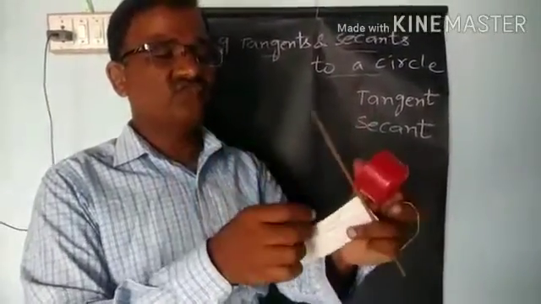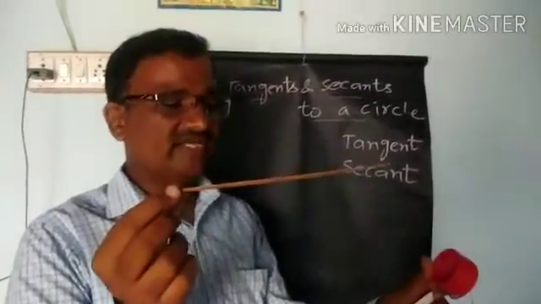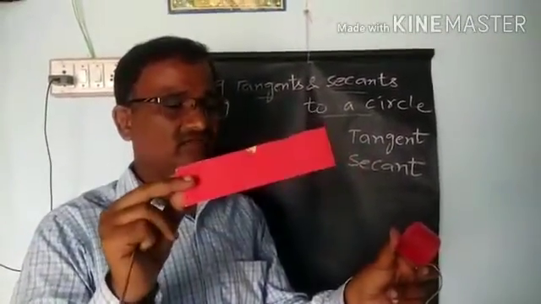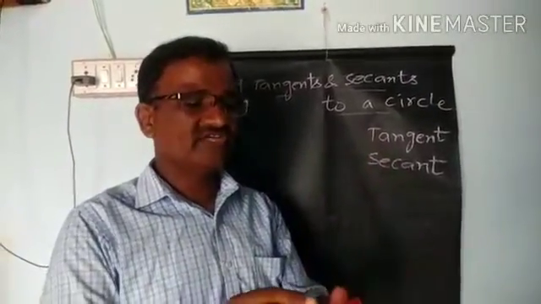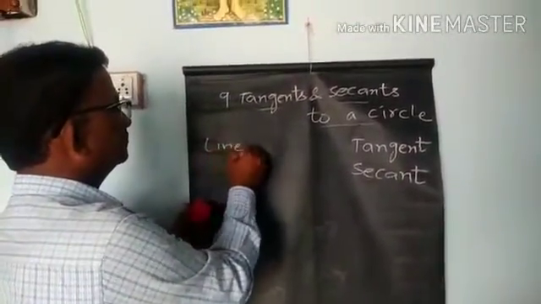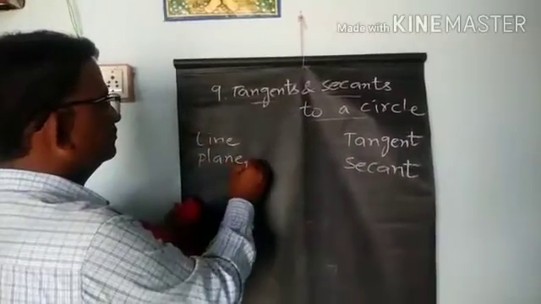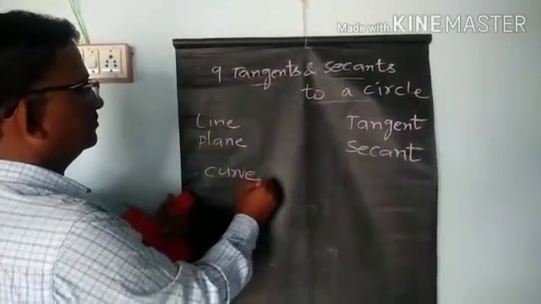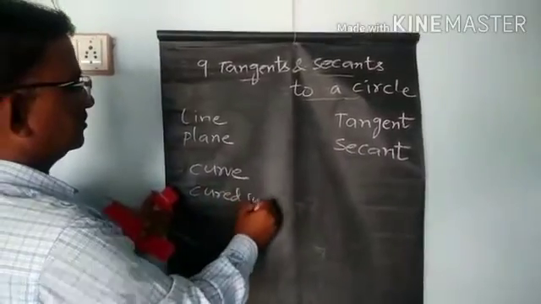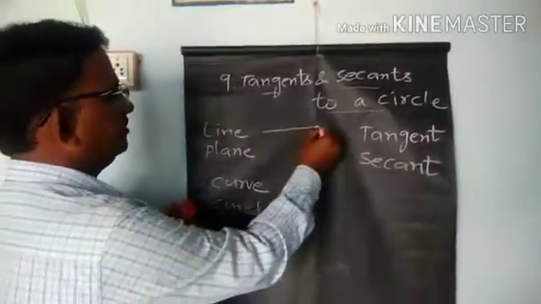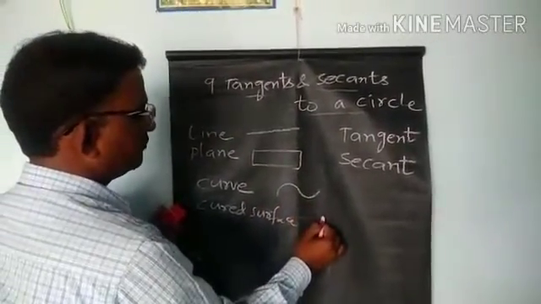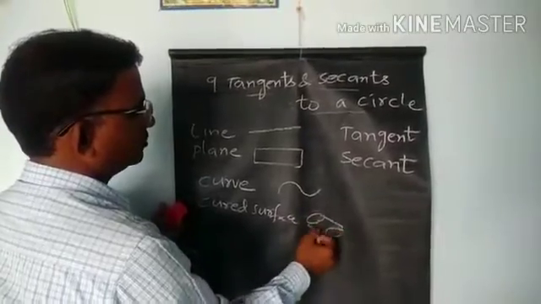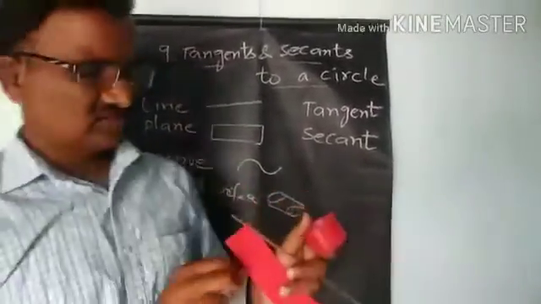So I have introduced four things here: line, plane, curve, curved surface. Line and plane mean it looks like this. Curve and curved surface mean it looks like this. Now see here, just observe it carefully.